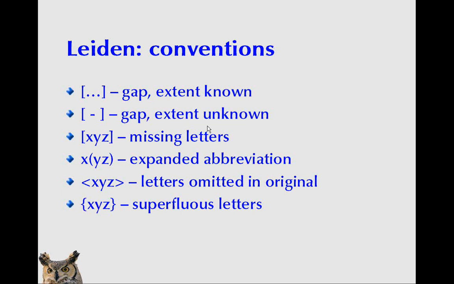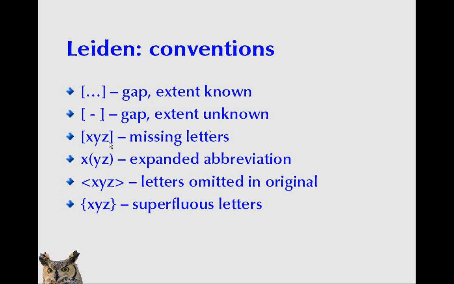And so over the next 30 years or so, the papyrologists developed a system known as Leiden. And this Leiden allowed them to write out in Greek what they found, but also to indicate where information was missing. And so they had symbols for places where there might be a gap and they knew how much space there was, or they didn't know how much space there was.